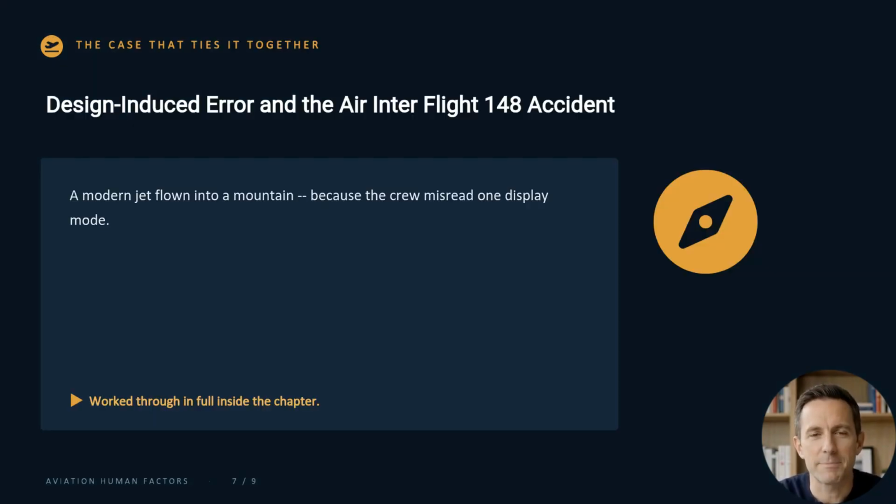The case that ties the chapter together is Air Inter Flight 148, a modern jet flown into a mountain because the crew misread a single display mode. It is the archetype of design-induced error, and it is worked through in full inside the chapter.